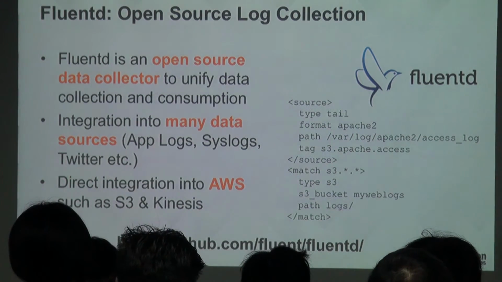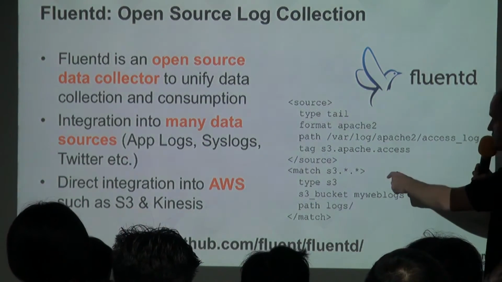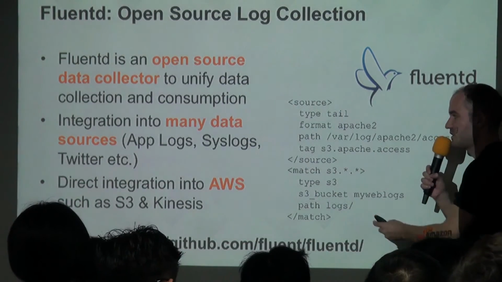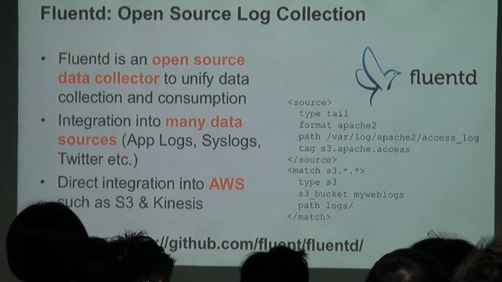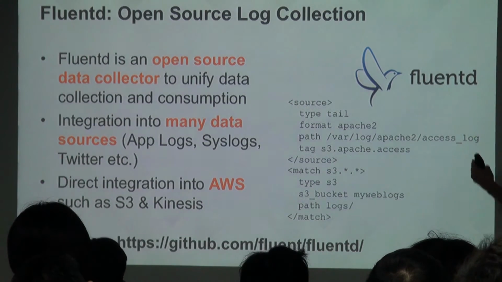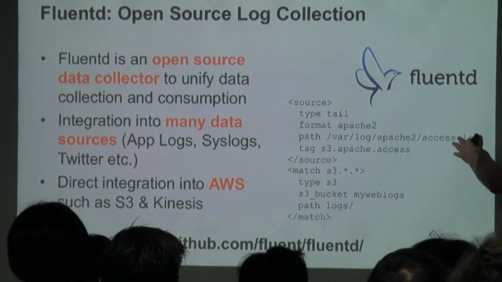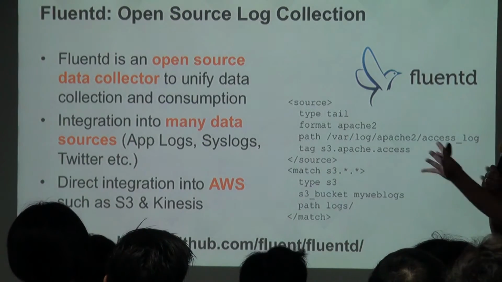How would you do that? Well, Fluentd does it all for you after you installed it. You just need to configure it. Here you see an example. This would be if I want to rotate my Apache 2 or Apache access log files here, and I want to push them into Amazon S3.